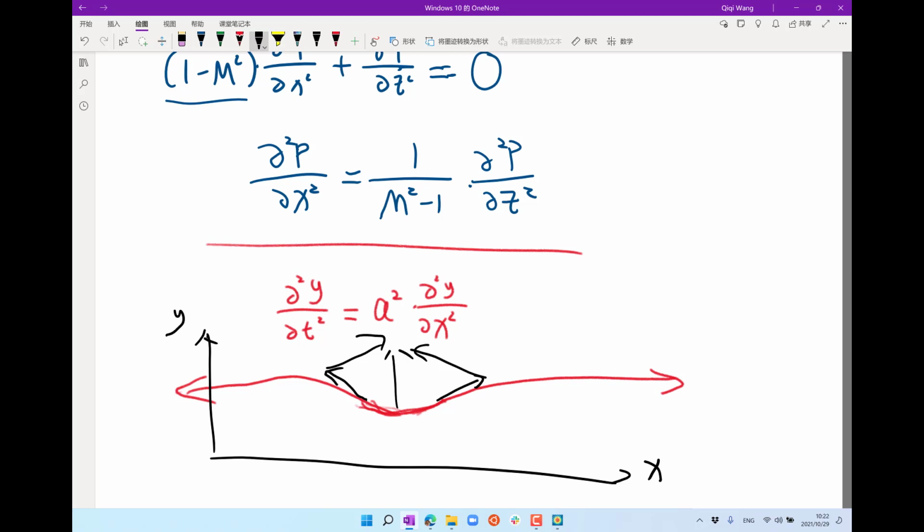Instead of t, we have x. So it's a vibration as we move along in the x direction. We take different slices along the pressure field. That's analogous to time, and this x is now analogous to z. The location of the string is analogous to the pressure field. And this a here, which is the wave speed of this vibration, is analogous to 1 over the square root of Mach number squared minus 1. Okay?